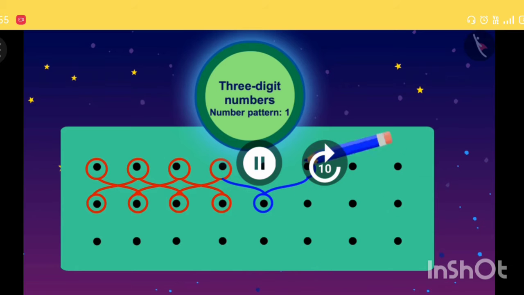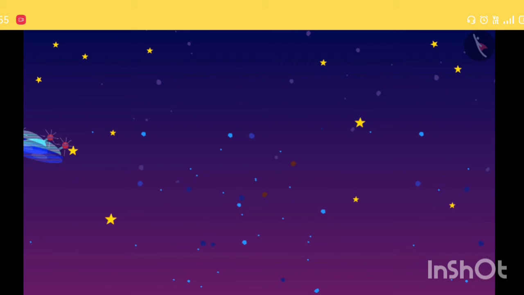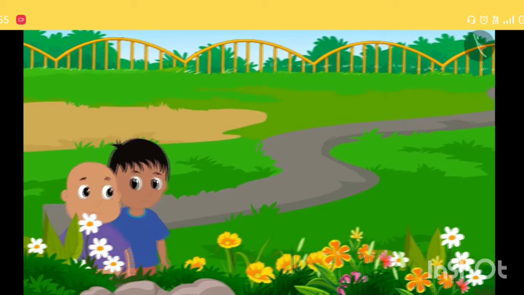Children, do you remember the patterns you have learnt in the lesson of the dot grid? Can we also create a pattern with numbers? Let's learn about number patterns made with 3-digit numbers in this lesson.